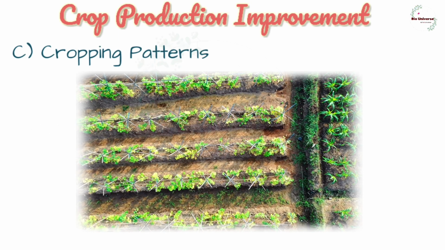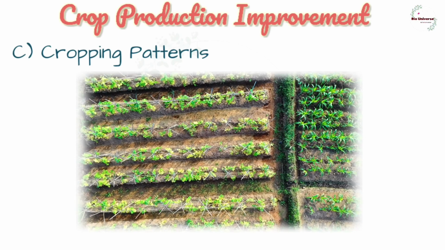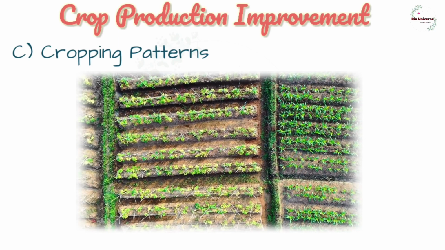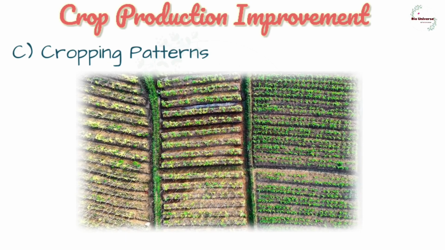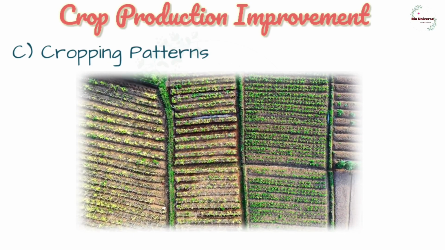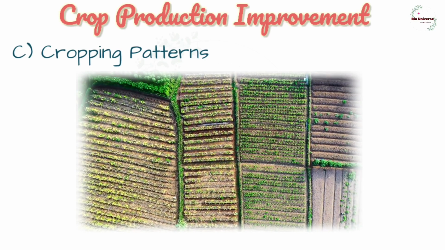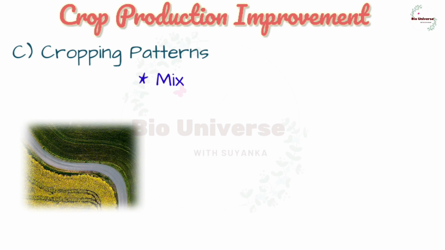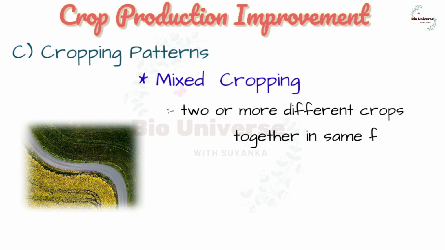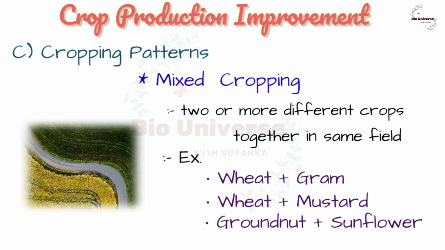Cropping patterns. They are models of raising crops which help in obtaining maximum benefit from the same piece of land, and reduce the risk of crop failure, disease and infestation. Three common types of cropping patterns are mixed cropping, intercropping and crop rotation. Mixed cropping is a technique of growing two or more different crops together in the same field. For example, wheat plus gram, or wheat plus mustard, or groundnut plus sunflower.